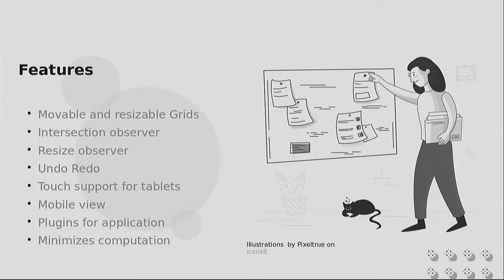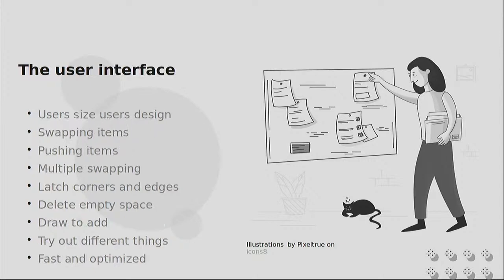It supports mobile view. So when, let's say, the user resizes the window, it automatically goes into the mobile view. It has plugins for applications. It is built using vanilla JavaScript. Basically, it's a callback function where you supply whatever needs to be rendered, and one of its main principles is to minimize computation.